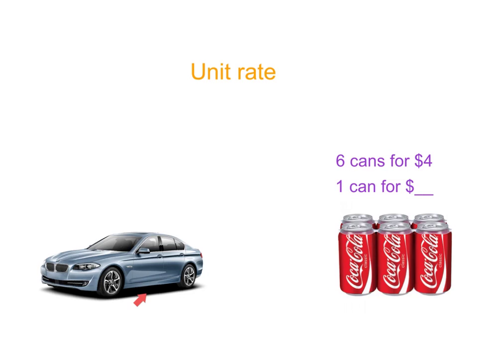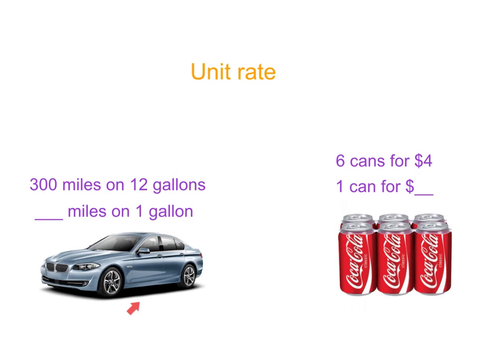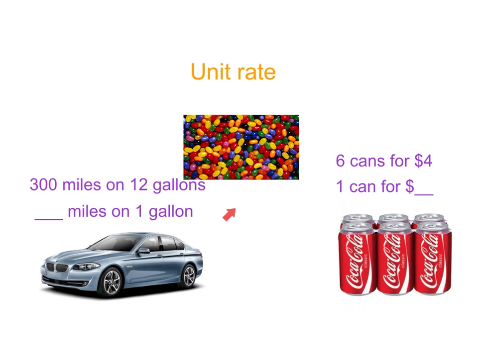Or let's say you filled up your car with gas and you put in 12 gallons and you drove 300 miles on that 12 gallons. The unit rate would be how many miles your car got for every gallon of gas. Or let's say you bought 2.5 pounds of jelly beans and you paid $16 for them. How much would each pound of jelly beans cost?